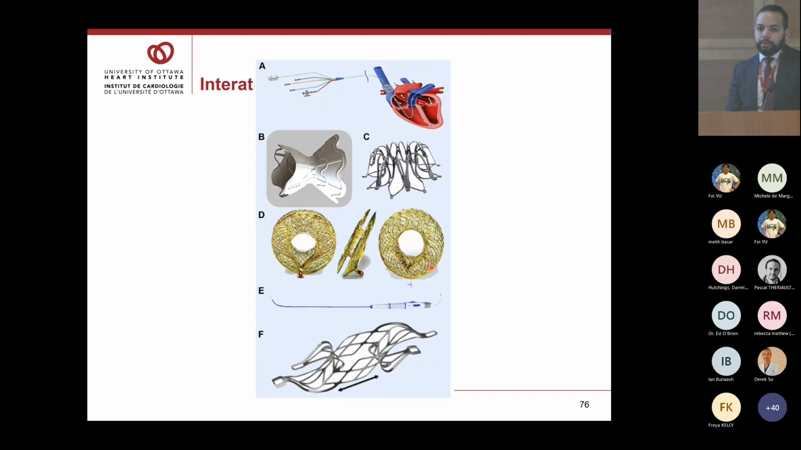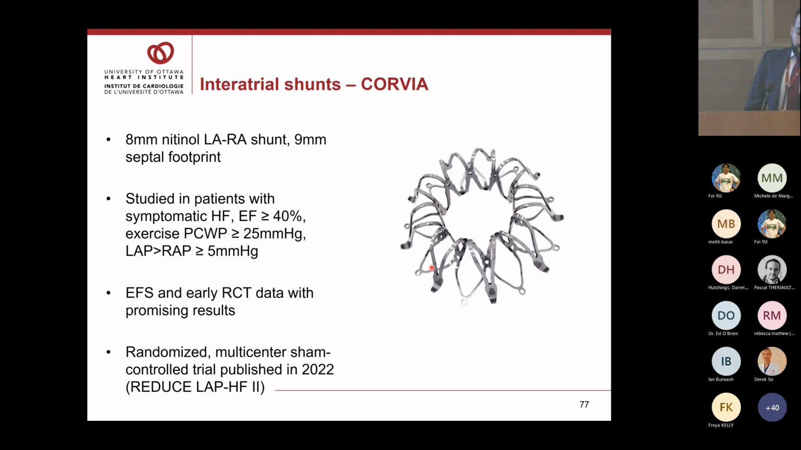In terms of devices that are out there, there's sort of this arms race to figure out which device is going to work best. So there's a couple of devices out there in different phases of study. The best studied one is the CORVIA device. So this is a septal device. You basically poke a hole in the interatrial septum and you hold it open with this 8 millimeter nitinol device. And again, the idea is that you utilize that left atrium to right atrium gradient when patients exercise. So they took patients with EFs greater than 40% and elevated wedge pressures, and they had promising results in the early feasibility study.